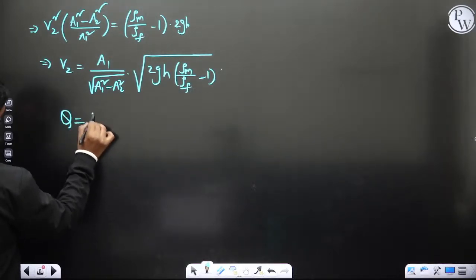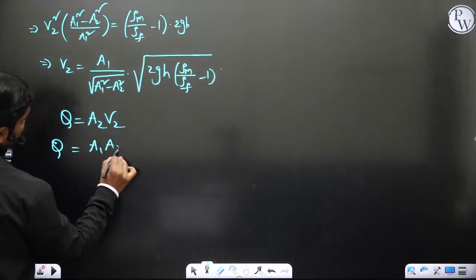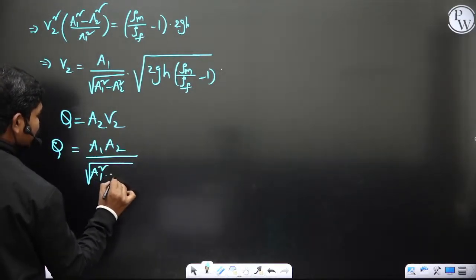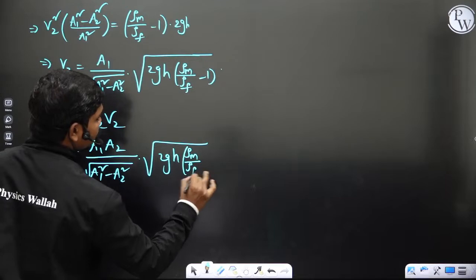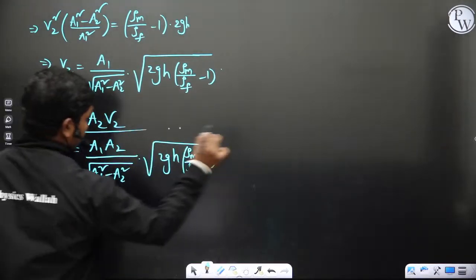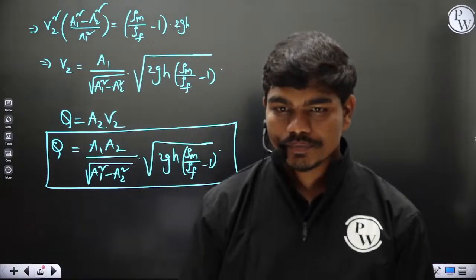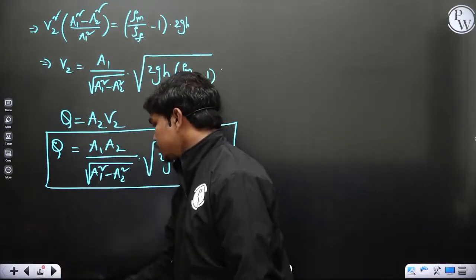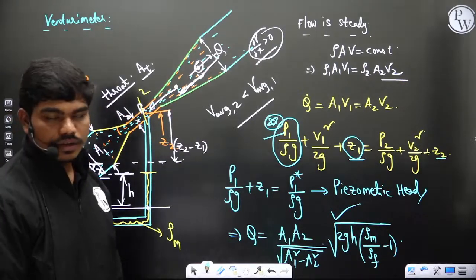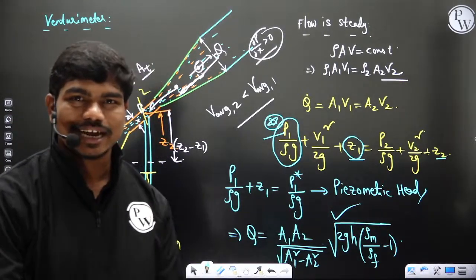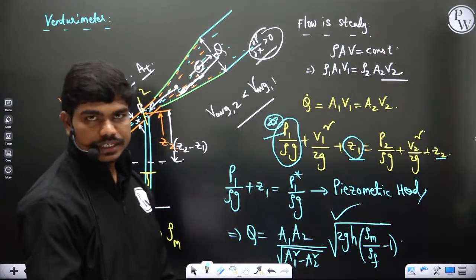So continuity gives you discharge is equal to area 2 into velocity 2. If you multiply by A2, Q is equal to A1 A2 by root of A1 square minus A2 square times root 2gH times this manometric by fluid minus 1. Clear? So there is a square root for 2gH and this term also, which is this expression. It's simple to do, but a bit time taking. This is how you get the Venturi meter flow rate.